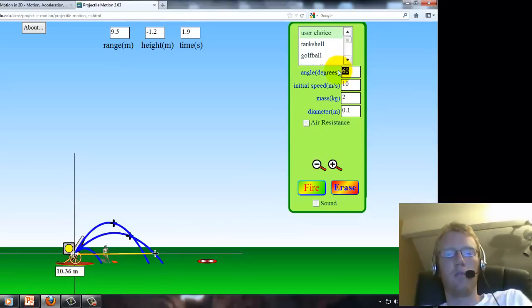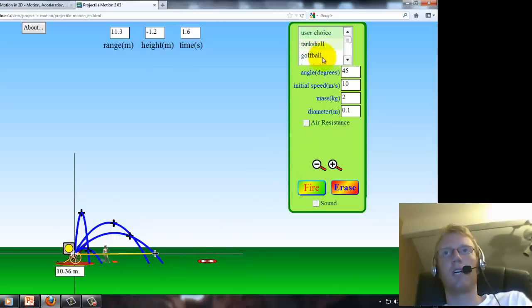What if we go to a really steep angle, like 85 degrees? Then it goes even higher, but again, much less distance. Okay, let's go back to 45 just to visualize again. 45 was this one here. Sorry, you can't really see it.